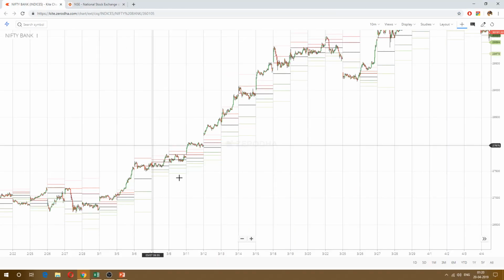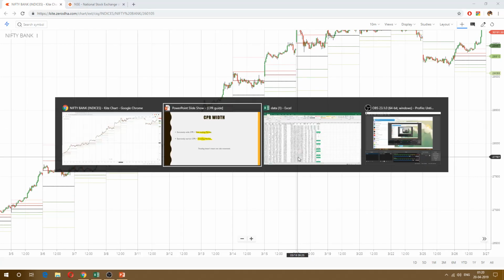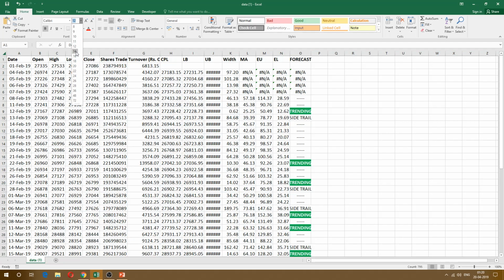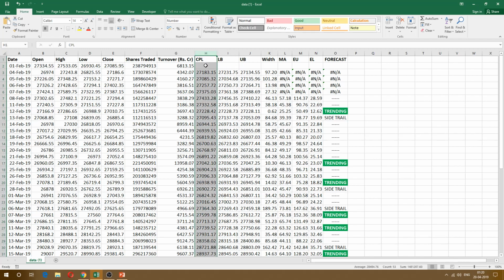All right, here is Nifty Bank. I'll just show you this example where I have already done the calculations. So this is the center pivot line. This is the lower boundary value. This is the upper boundary value. This is the width.